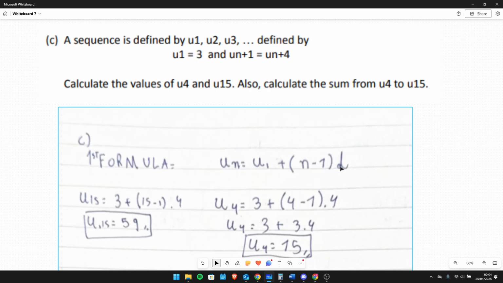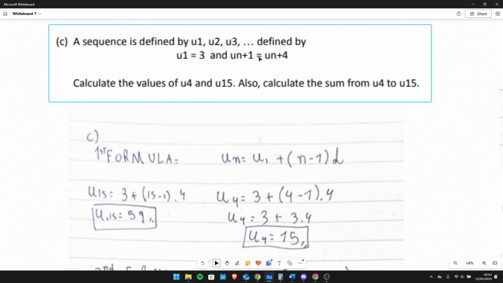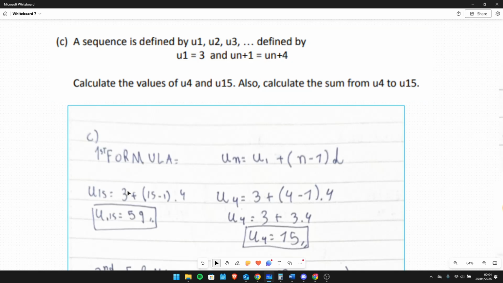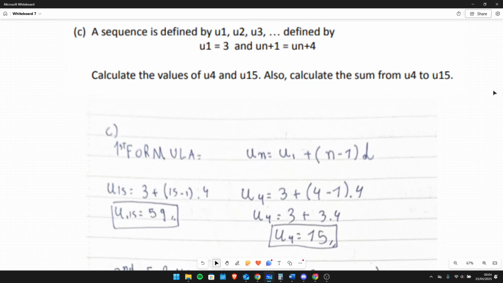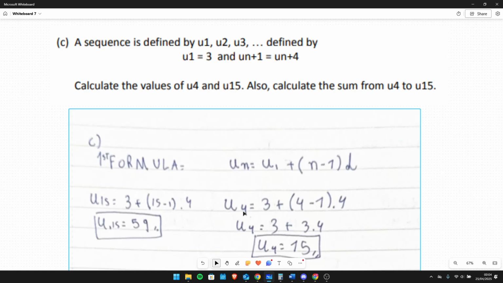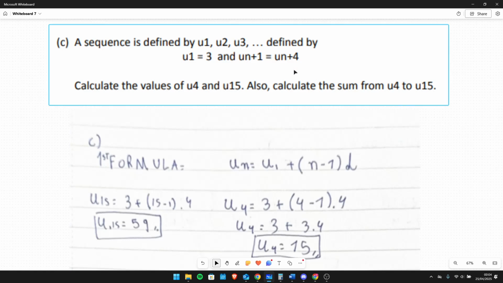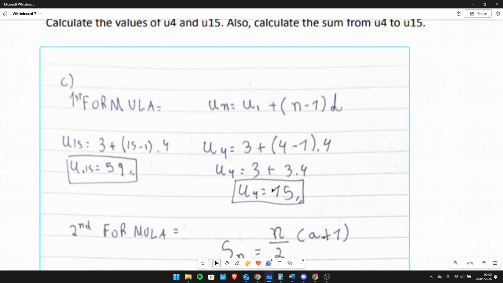Like if you have let's say an order 1, 3, 5, 7, the d would be 2. So in this case she's saying the d is 4. So the first item she said is 3. I want to find the fourth item, so substitute here. The first item is 3, n is 4, which is the number that I want to know, the fourth number, minus 1 multiplied by 4, because it's jumping every 4 steps, like 3, 7, 11, and 15, which is the one that we are looking for, the fourth number.